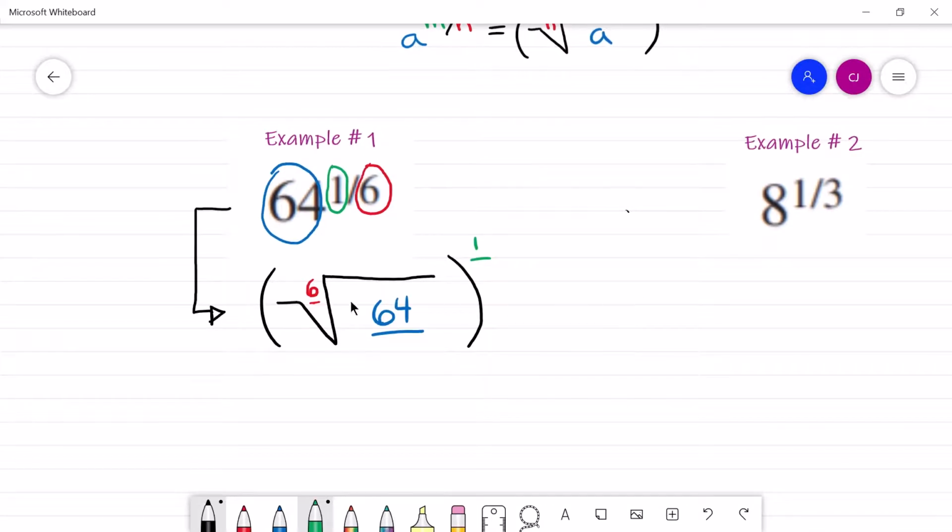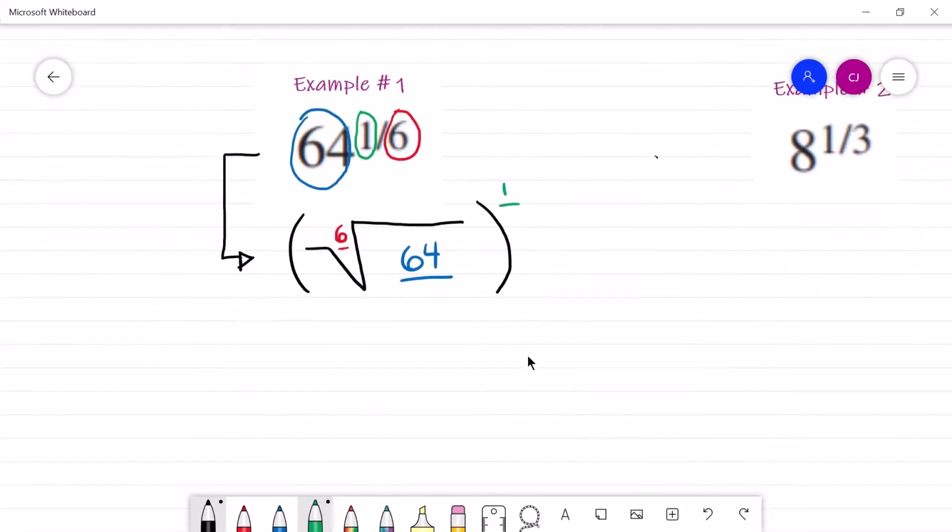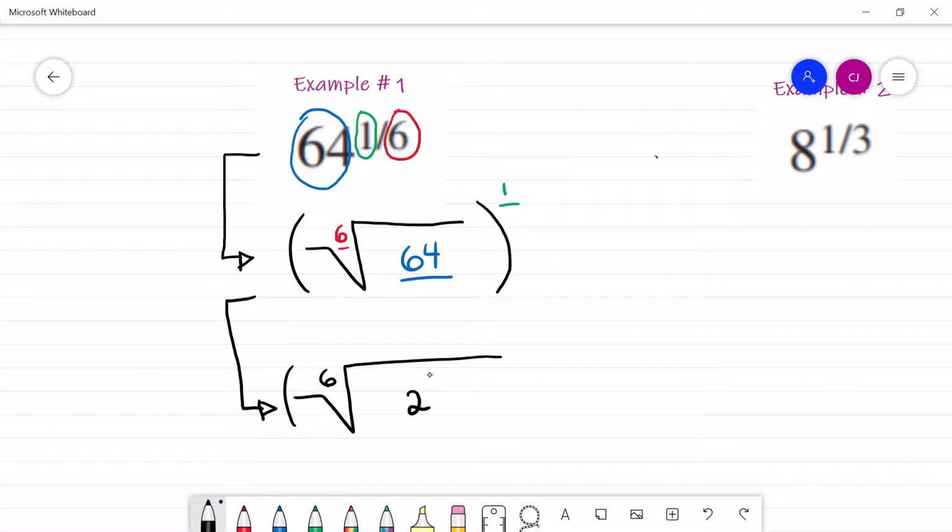Okay, so now that I've rewritten my rational exponent expression as a radical, I can now evaluate this mathematical expression more easily because I can rewrite it again as my 6th root of 2 to the 6th power. So all I did is I took the number 64 and I rewrote it as 2 to the 6th power, because I know that if I multiply 2 by itself 6 times, it's going to give me 64.